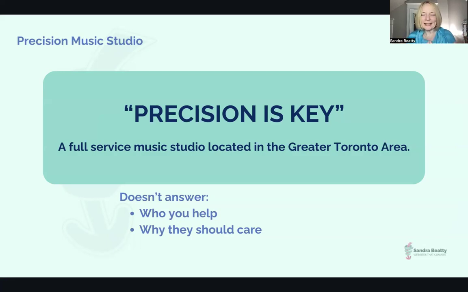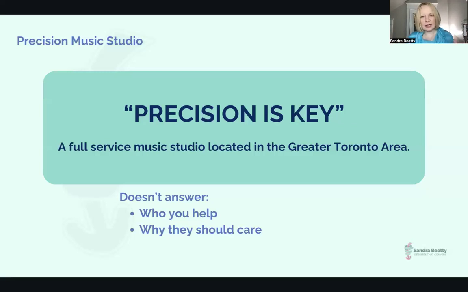It's witty. It's clever, but it's not clear. Okay. Now the subheading does give us some clarity by answering what it is that they offer, which is the fact that they're a full service music studio and where they're located. But it still doesn't answer to us who is their target market. Music studio means pretty much anybody who plays music. Okay. But it doesn't tell them why they should care.